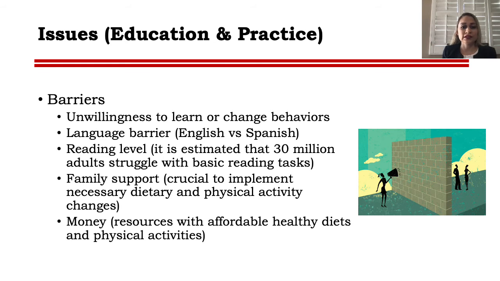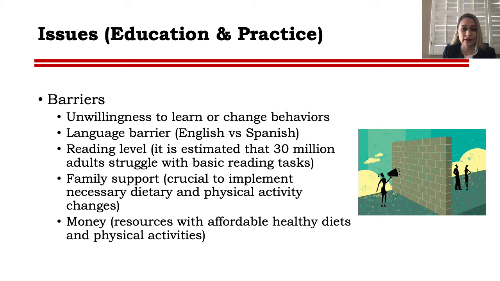Issues. Barriers in the community of Long Beach. There is an unwillingness to learn or change behaviors. Next, there's language barriers, English versus Spanish. Reading level. It is estimated that 30 million adults struggle with basic reading tasks.